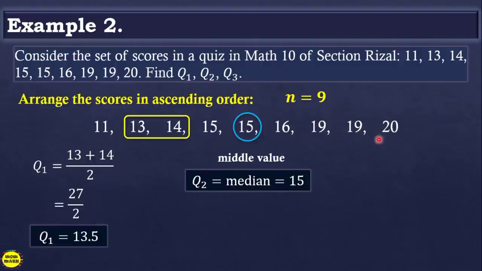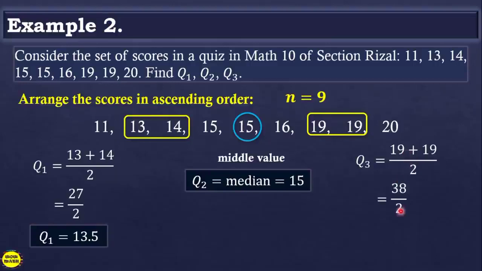And then dito naman tayo. So mula sa right side ng middle value natin, meron ding apat na scores. Kunin natin ngayon yung middle value. So since apat sila, kapag even number, ibig sabihin meron tayong dalawang middle value. And that is 19. So add natin silang dalawa. 19 plus 19, that is 38. 38 divide 2, the answer is 19. So ibig sabihin, the third quartile is 19.